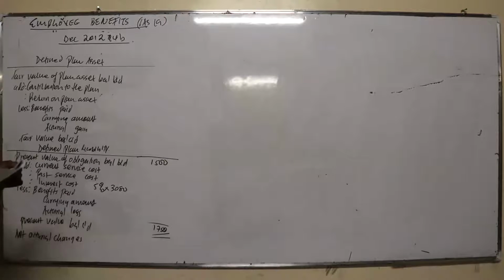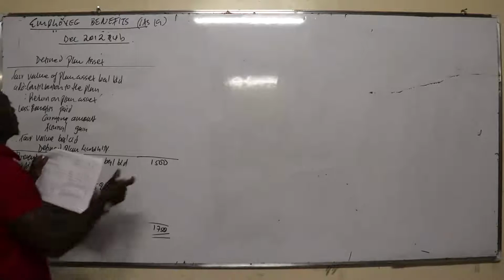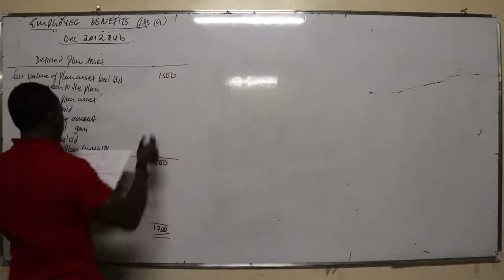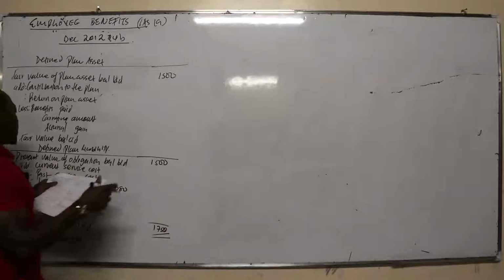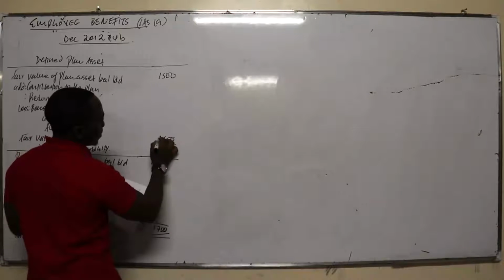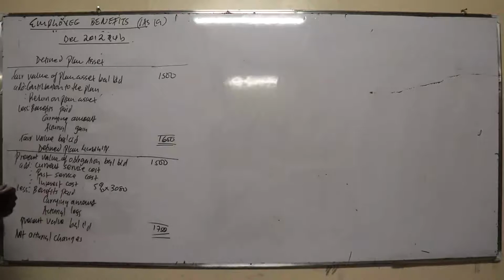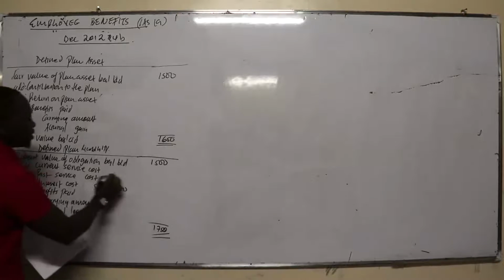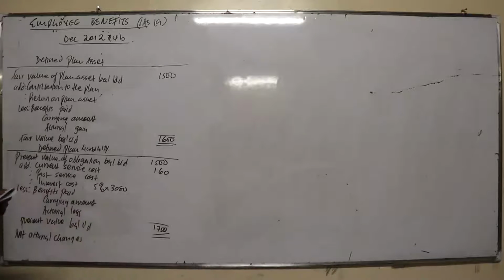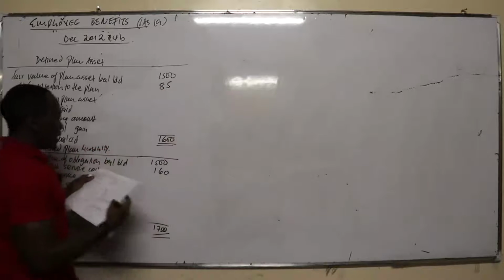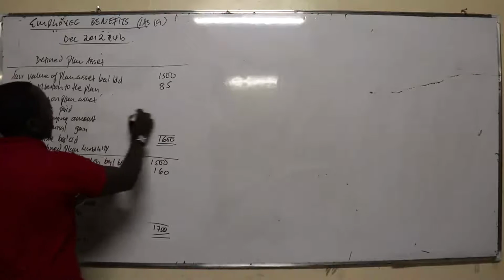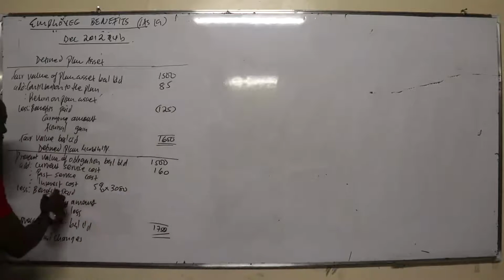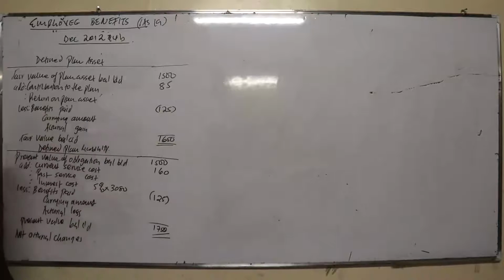Then you are given the fair value of plan asset as at 1st October 2011. The balance brought down for the asset was 1500. And the fair value of plan asset as at 1st October 2012, 1650. That's the balance carried down. Then you have current service cost, 160. Contribution paid, 85, so contribution to the plan is 85. Benefits paid to employees, 125. So benefits paid is 125, you deduct.